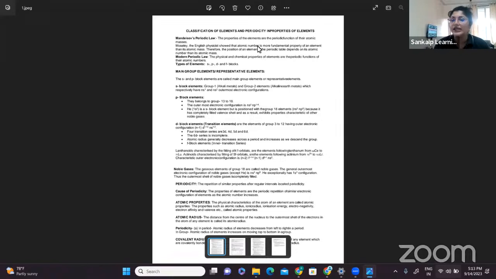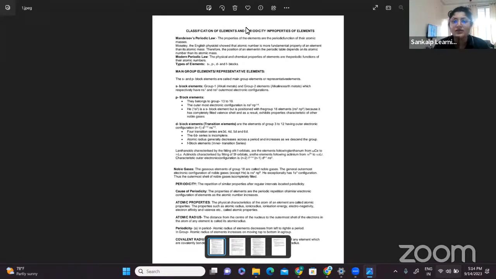Lothar Meyer arranged the elements in increasing order of atomic weights, and similarities were found between the physical and chemical properties of some of the elements. After a certain period these physical properties were repeating. So this was the graph and study done by Lothar Meyer. But this also failed after some time. He could not arrange the next elements, so this study was restricted only to a few elements.